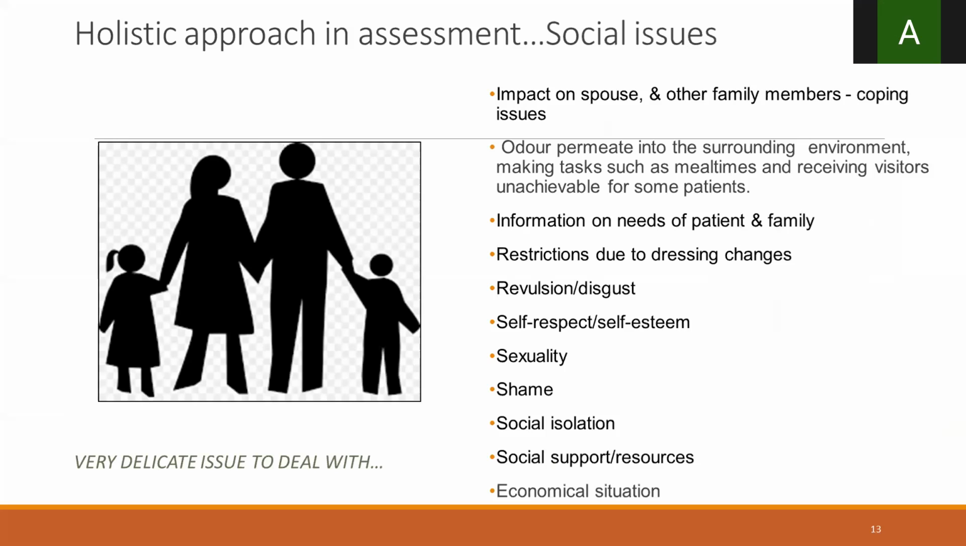Next is social issues. Impact on the spouse and immediate relatives. First, we'll see the spouse and other members of the family. If small kids are there, they are not ready to go near the mother or father if either of them is suffering. Odor will permeate into the surrounding environment, making tasks such as meal times and receiving visitors unachievable for many of the patients.